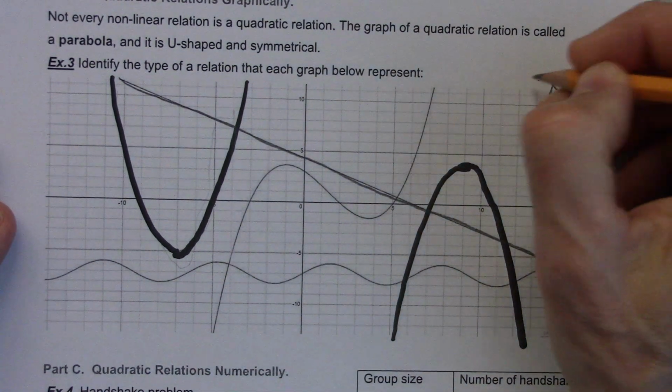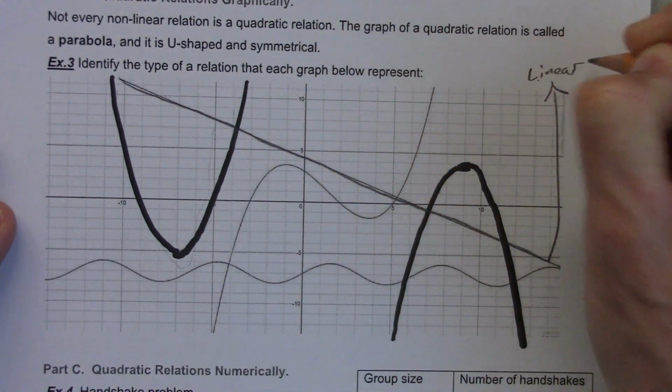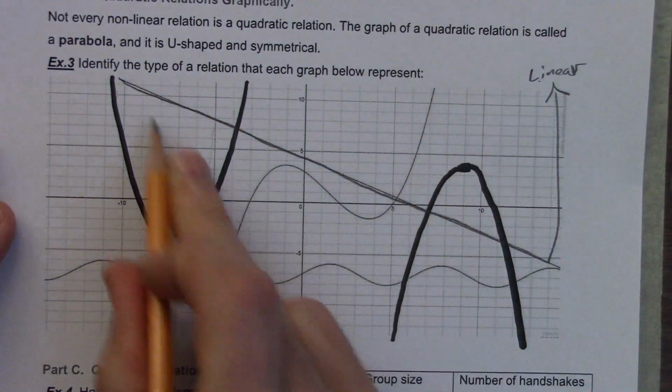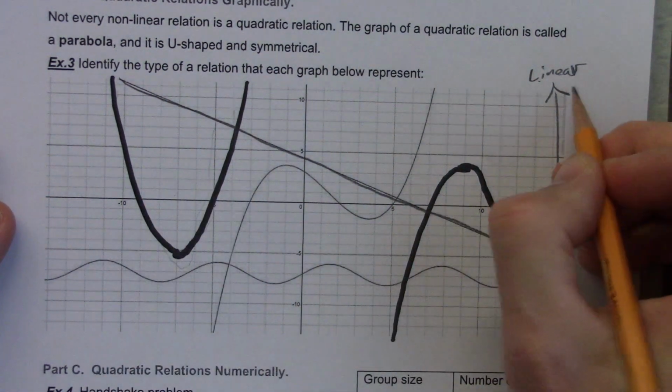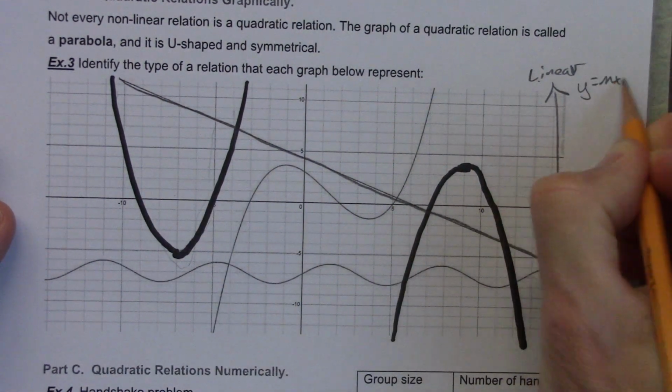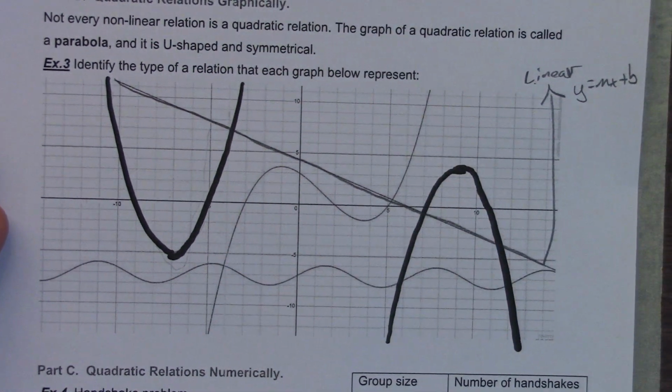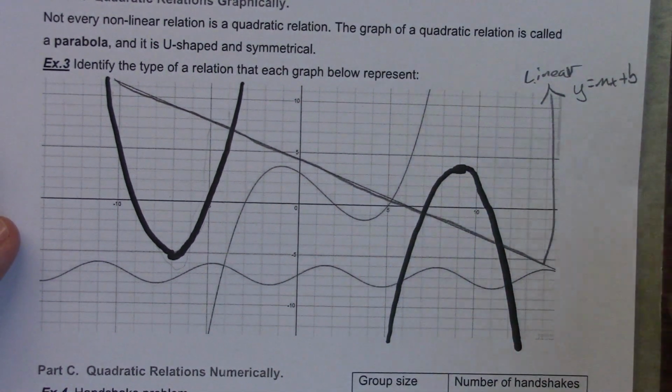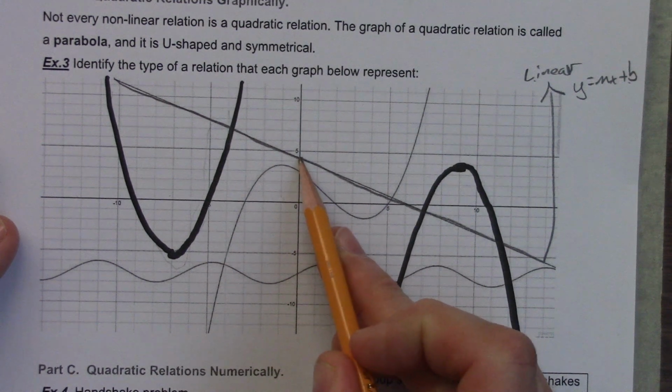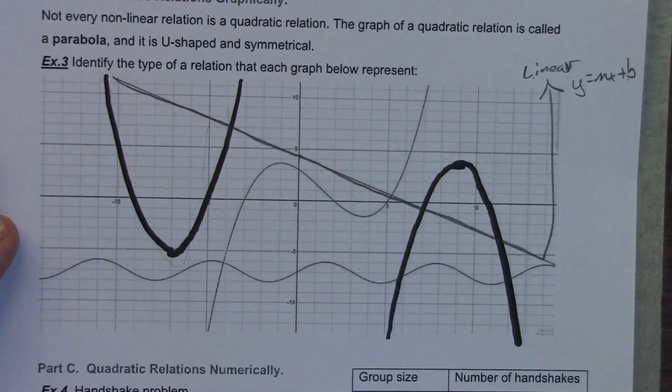Linear, yeah. And we know it's linear because it's a straight line. We know the formula for this line would look something like y equals mx plus b. Okay, we actually know b would be right around 5 up here, 4.5, something like that.